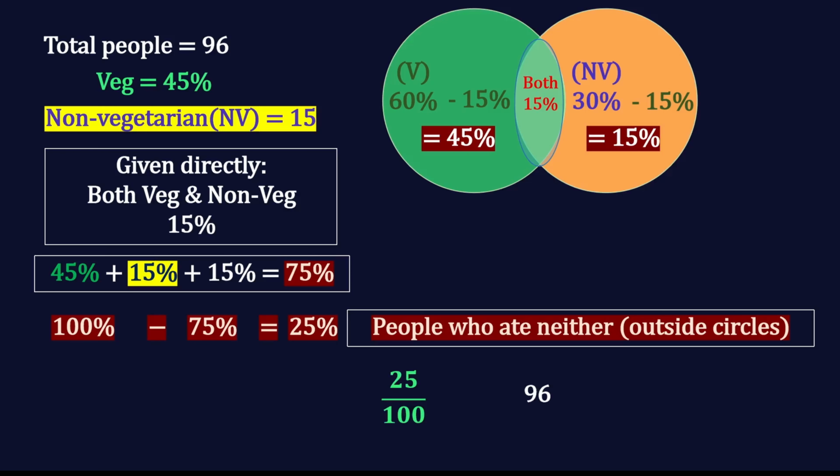So I can write 96, that will be the total. That is 25 divided by 100 times 96. That would give me the value of 24. So 24 people did not eat either the veg or non-veg lunch.